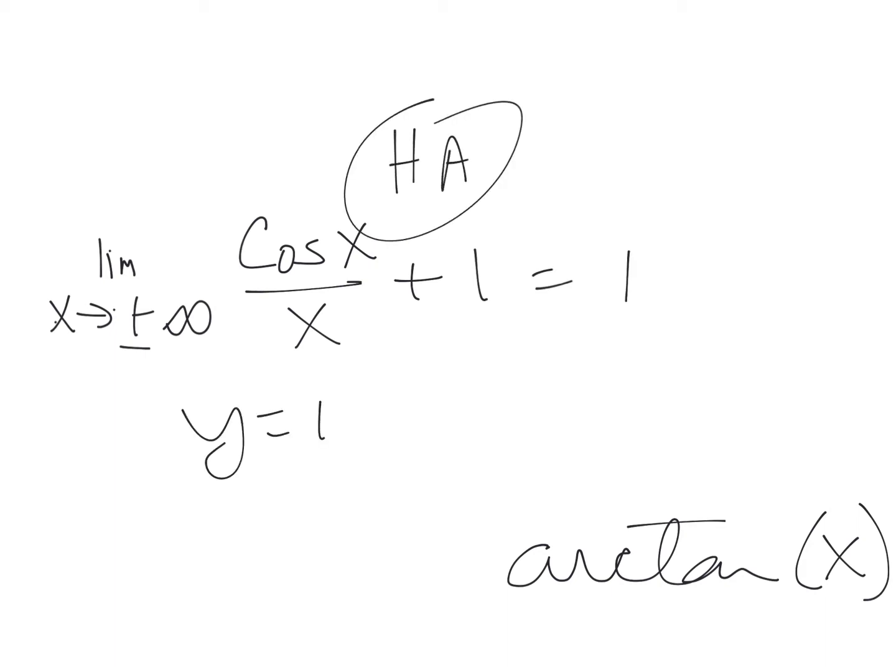Okay, so we're figuring out what's going on out at infinity, whether or not it has a horizontal asymptote or a vertical asymptote. We haven't talked too much about the vertical asymptote yet. Well, we know that x can't be 0 there, right? So there's a problem with the domain. Whether it's a hole or a vertical asymptote is yet to be determined.